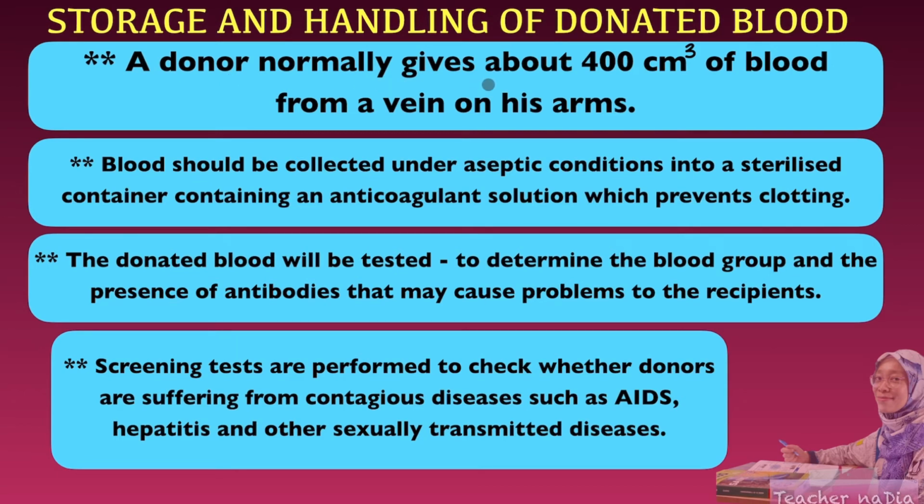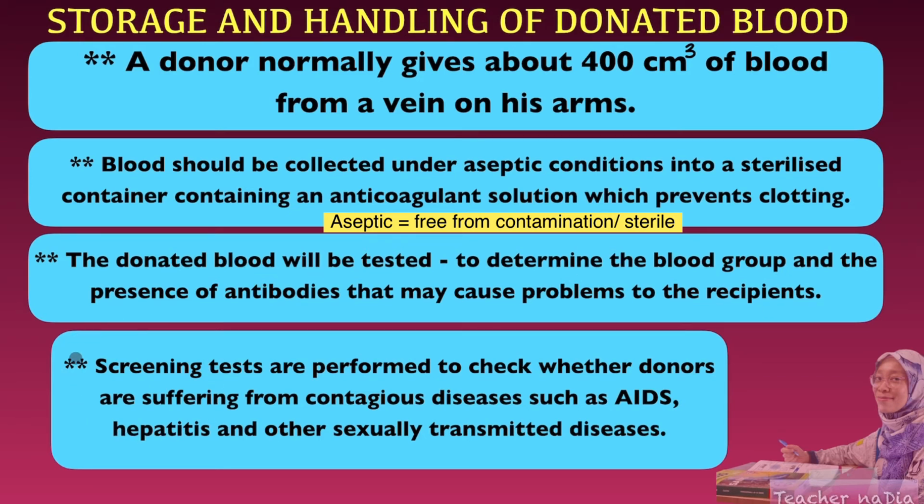A donor normally gives about 400 cm³ of blood from a vein on his arm. The blood should be collected under aseptic conditions into a sterilized container containing an anticoagulant solution which prevents blood clotting. Next, the donated blood will be tested first. What is the function of the test? We have to determine the blood group and the presence of antibodies first, because it may cause problems to the recipients.